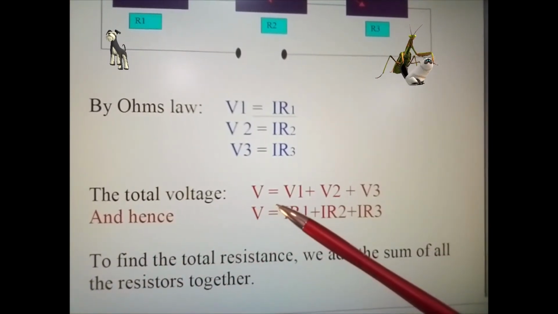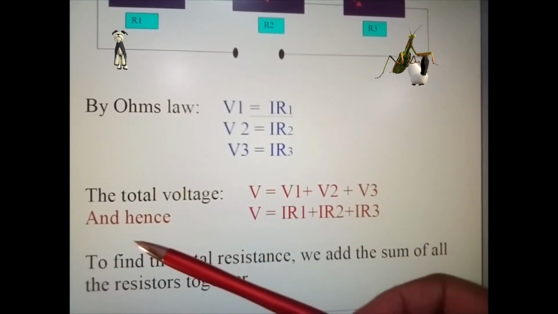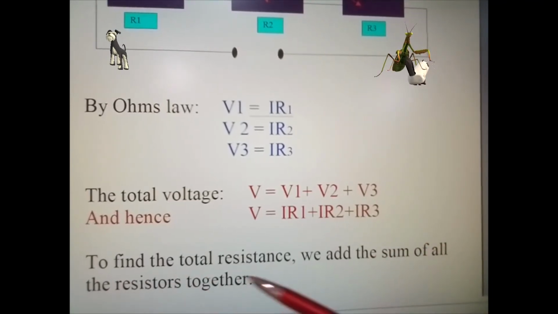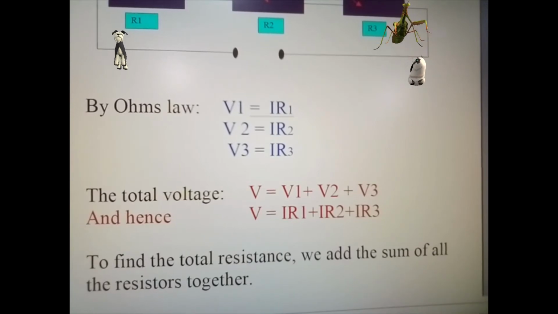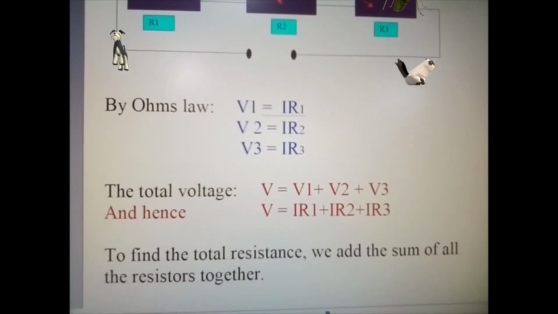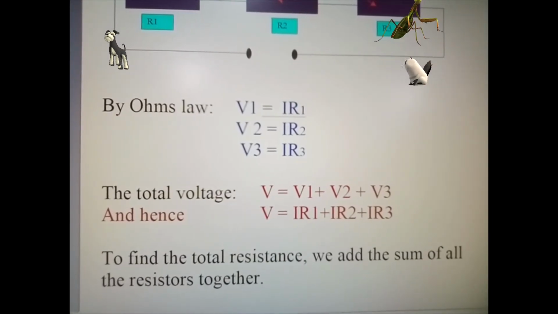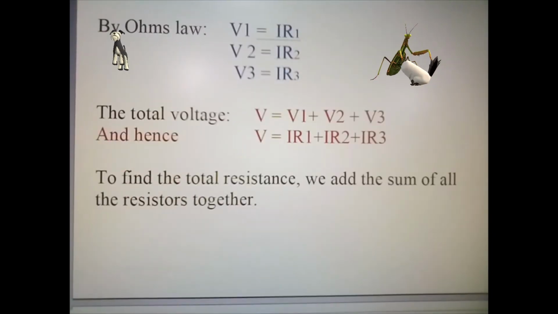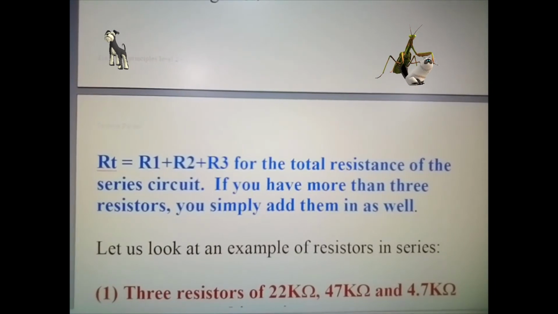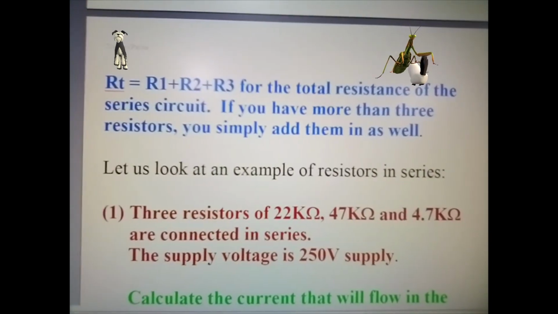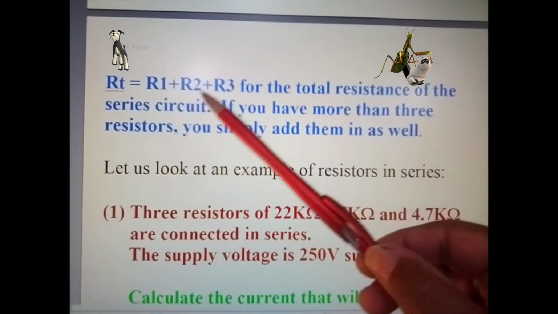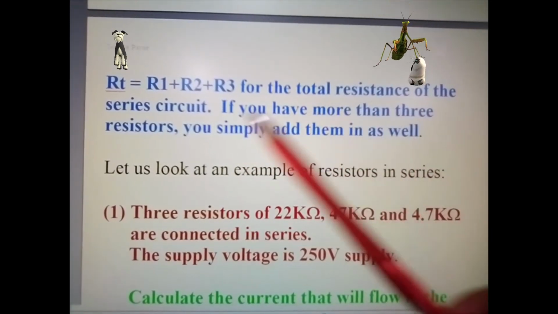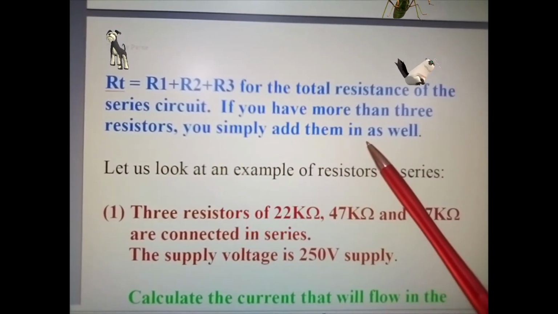The total voltage V equals V1 plus V2 plus V3. And hence V equals I times R1 plus I times R2 plus I times R3. To find the total resistance, we add the sum of all the resistors together. Okay. RT equals R1 plus R2 plus R3 for the total resistance of the series circuit. If you have more than 3 resistors, you simply add them in as well.